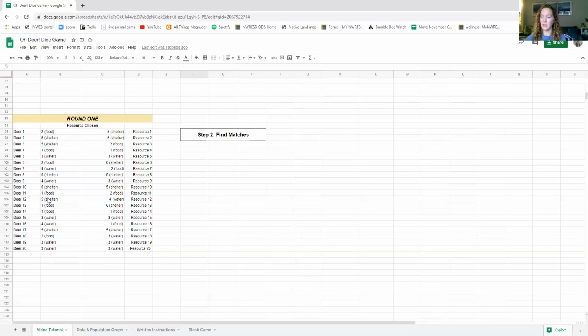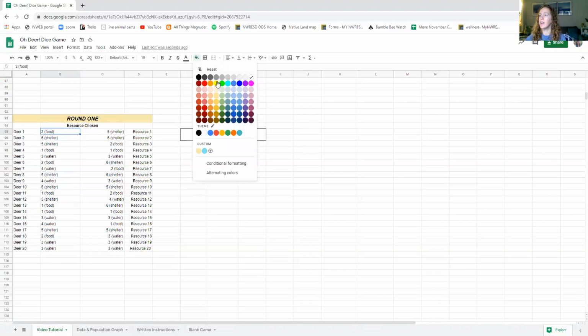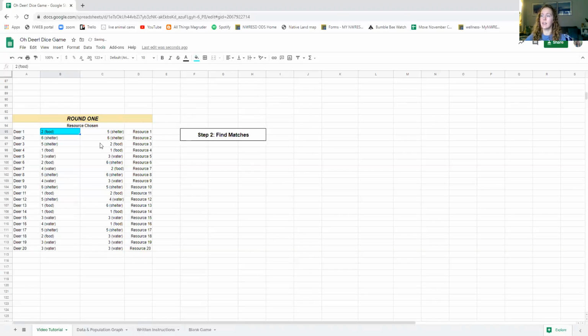We're only going to look at the deer side first. So number 1, starting at the top, food. Do I have any unused food in the resources side? Yes, I can see one right there. So I'm going to highlight the deer to say that it has a match. Here's its match right here. I'm going to strike through. That's this key up here next to bold and italic, and it just makes it look like it's crossed out.